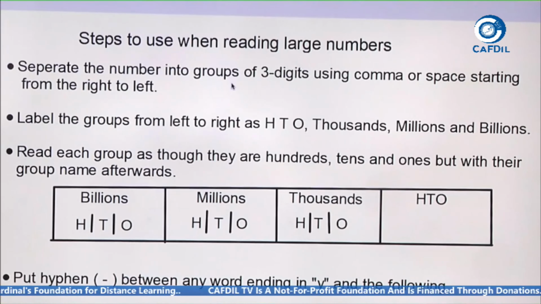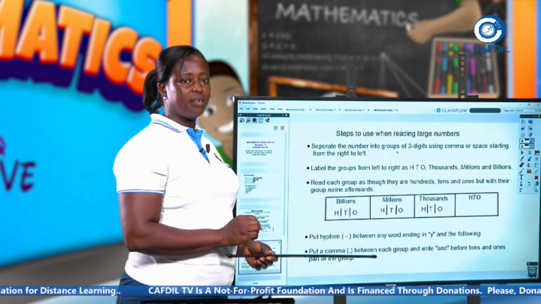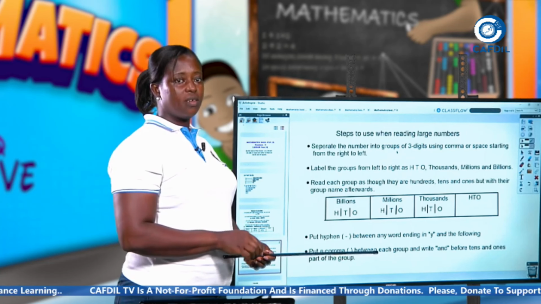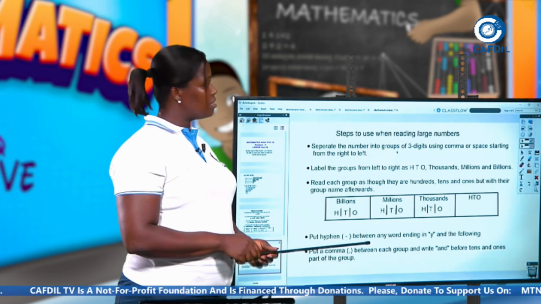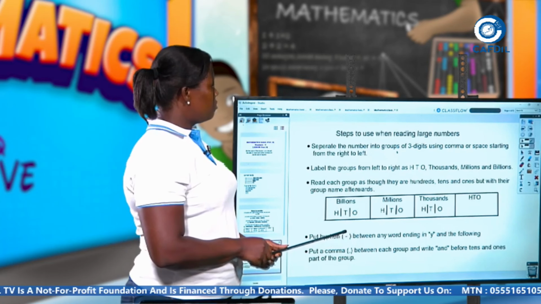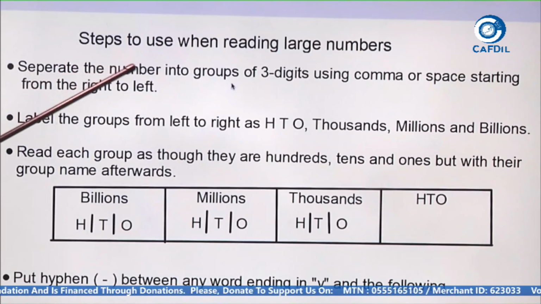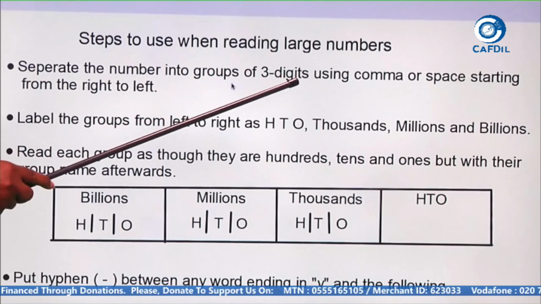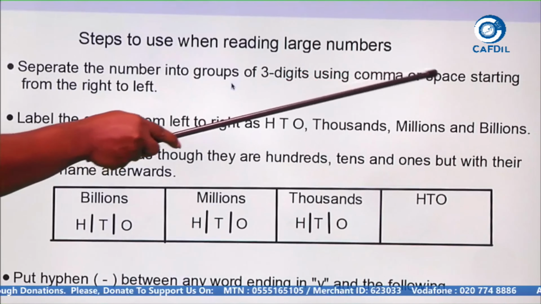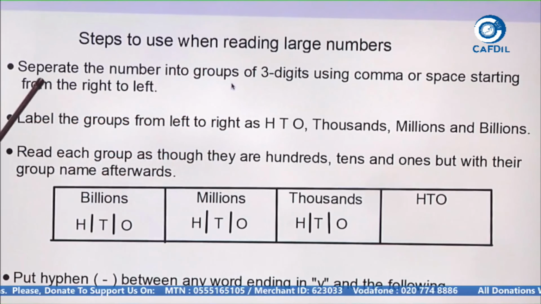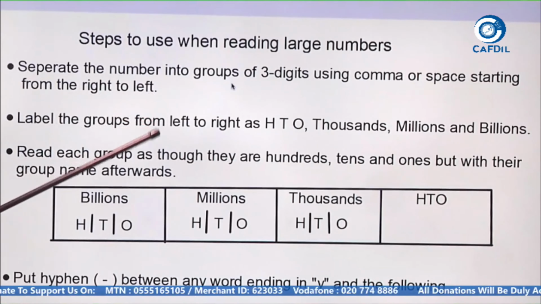I want you to take notes as I'm reading. Take notes. We will use it when we start reading the numbers. Separate the number into groups of 3 digits using comma or space, starting from the right to left.